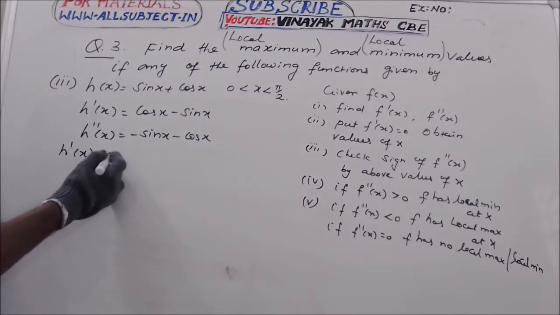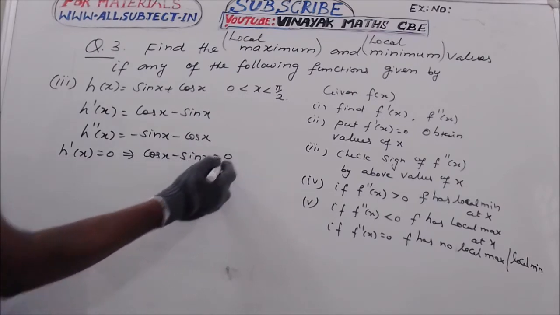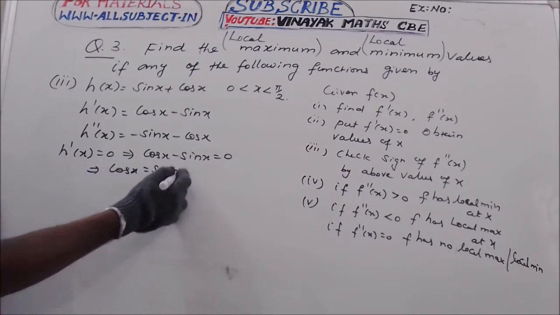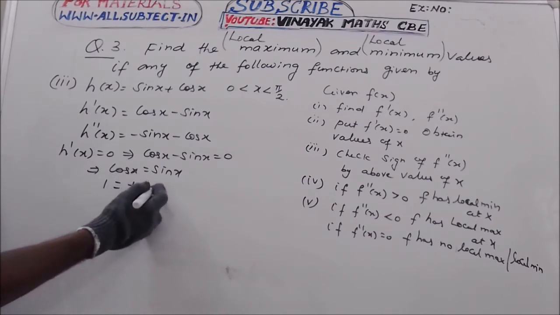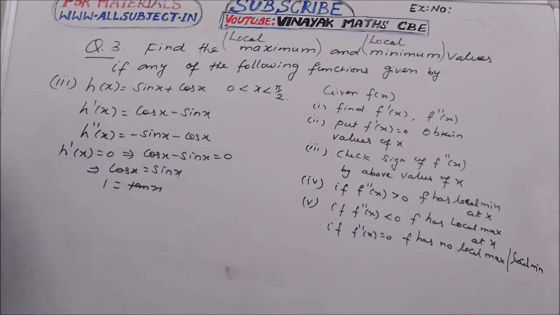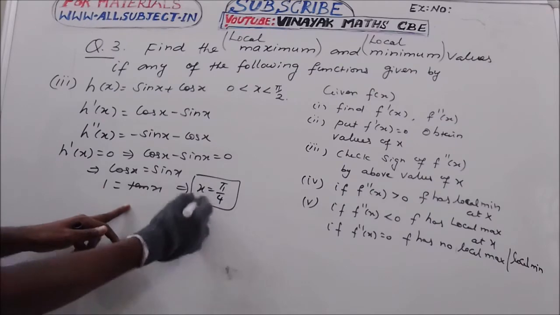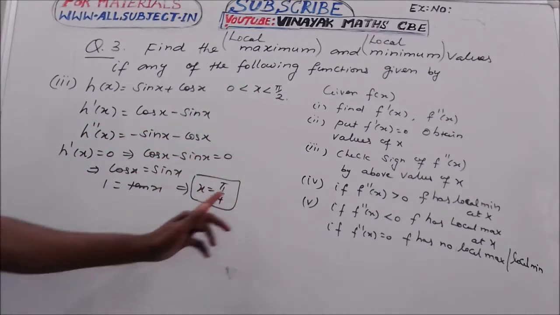h dash of x equal to 0 implies cos x minus sin x is equal to 0, which implies cos x is equal to sin x. Dividing by cos x, 1 is equal to tan x, since sin by cos is tan. Which implies tan x is equal to 1, so x is equal to pi by 4, because x belongs to 0 to pi by 2. So x is equal to 45 degrees, pi by 4.